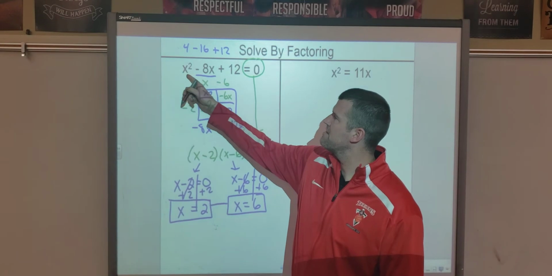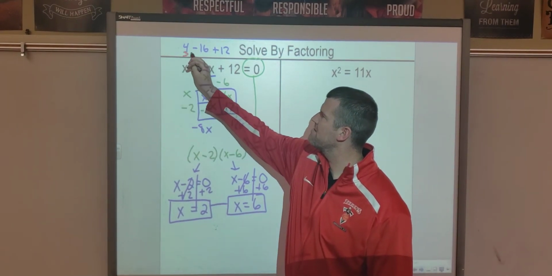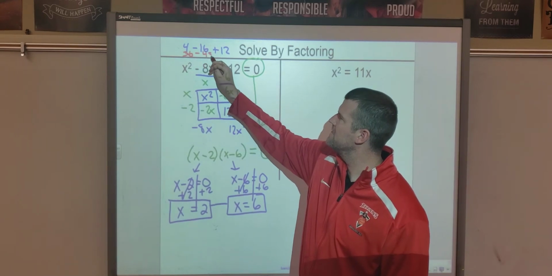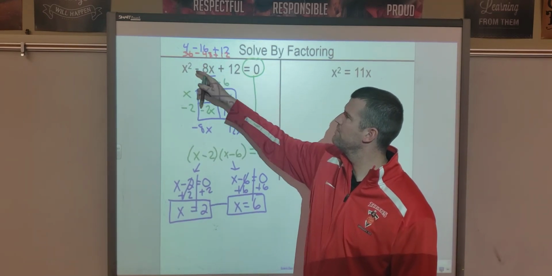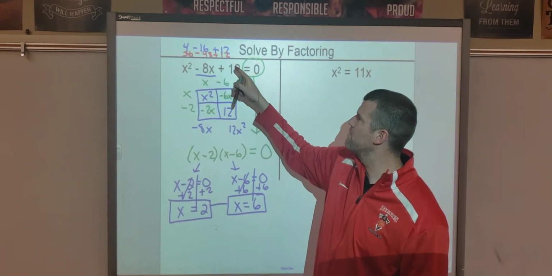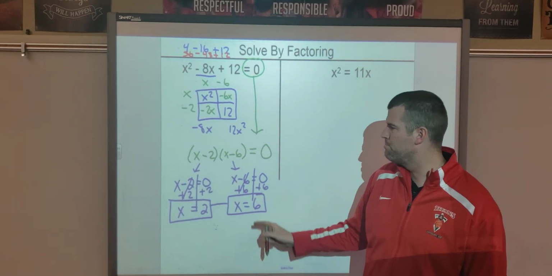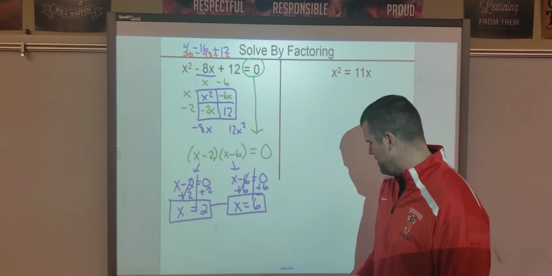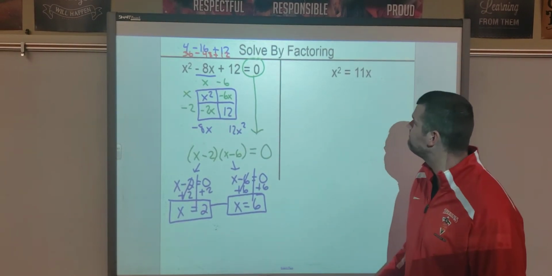If I plug in 6, I get 6 squared is 36. Minus 8 times 6, which would be 48, plus 12. 36 minus 48 is negative 12. Plus 12 is 0. So both of these solutions, if you plug them in, they work. All right, moving right along.